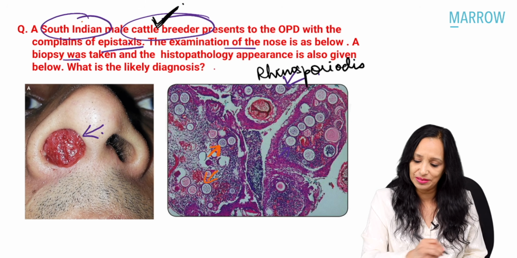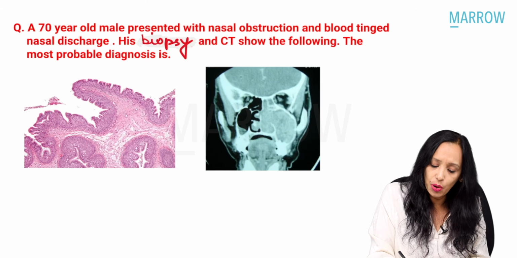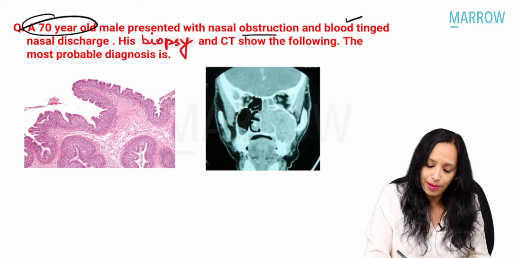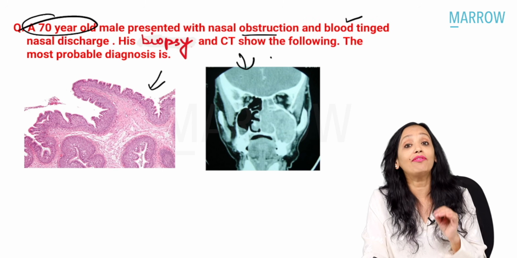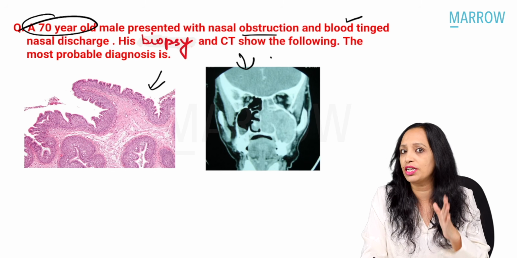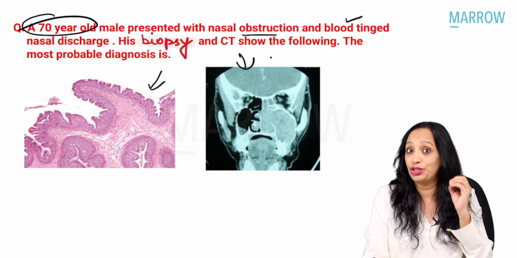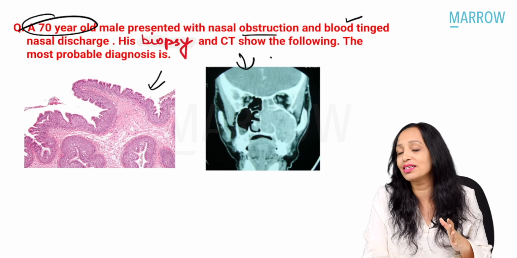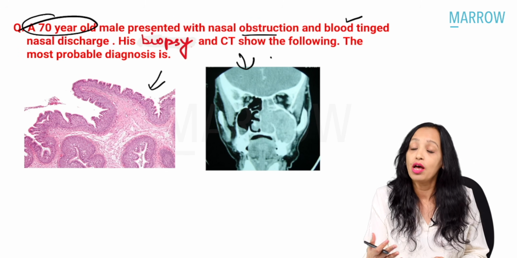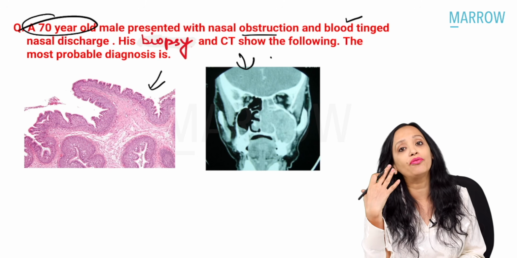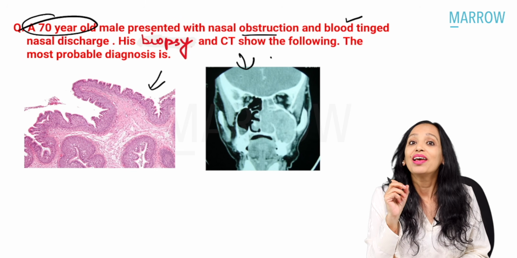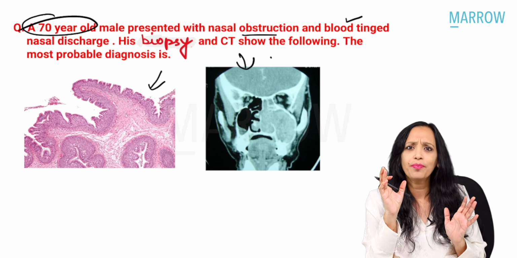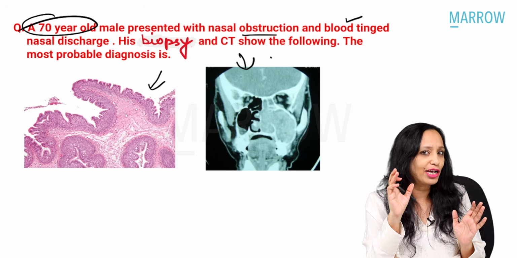A 70-year-old male presented with nasal obstruction and blood-tinged nasal discharge; biopsy and CT scan are shown below. Whenever it is any elderly person with blood-tinged nasal discharge, what should come to your mind? A tumor. It can be the most common benign tumor of the nasal cavity, that is inverted papilloma, or it can be a carcinoma. Usually, whenever they ask for carcinoma of the paranasal sinuses, they mention carpenter or wood exposure. So by the history, we can make out that maybe it is the benign tumor, inverted papilloma.